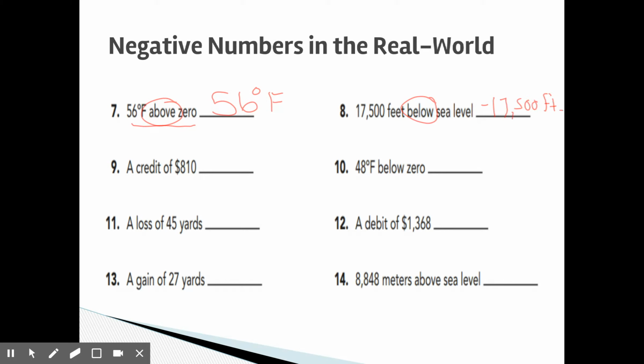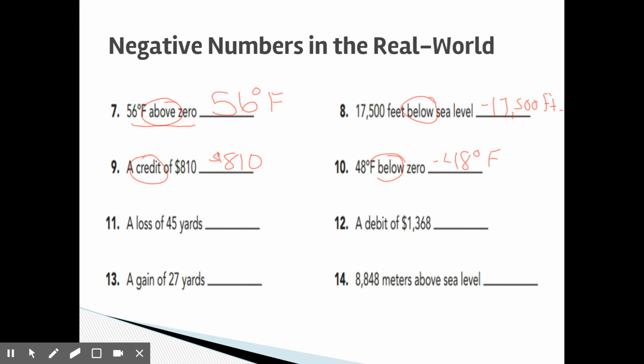Okay. Number 9, a credit of 810. Again, credit is your key word. A credit means you're getting money. So this is just positive 810. Number 10, 48 feet below. Again, key term there, below 0. So this is 48 degrees Fahrenheit, negative 48 degrees Fahrenheit.